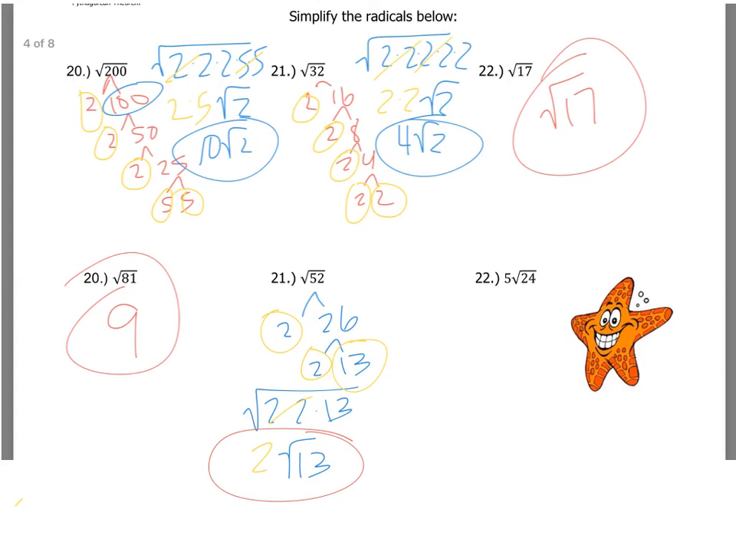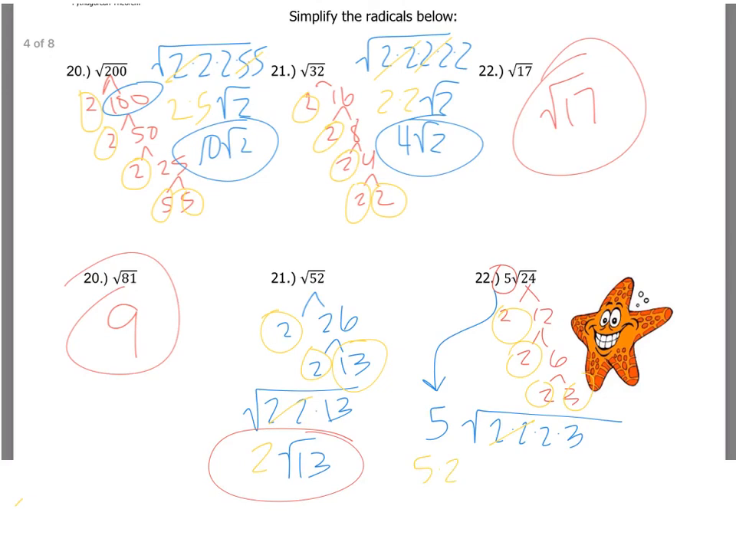Last one. You'll see we have a 5 on the outside. We will deal with that 5 later. But first we need to simplify the 24. So 2 and 12, 2 and 6, 2 and 3. So what we're going to do is write our square root, but we're going to bring that 5 down first on the outside. Because what that is, it's 5 times square root 24. So now we have 5 times 2 times 2 times 2 times 3. And a 2 comes out. So now we have 5 times 2 on the outside and 2 times 3 on the inside. So it's 10 square root 6.